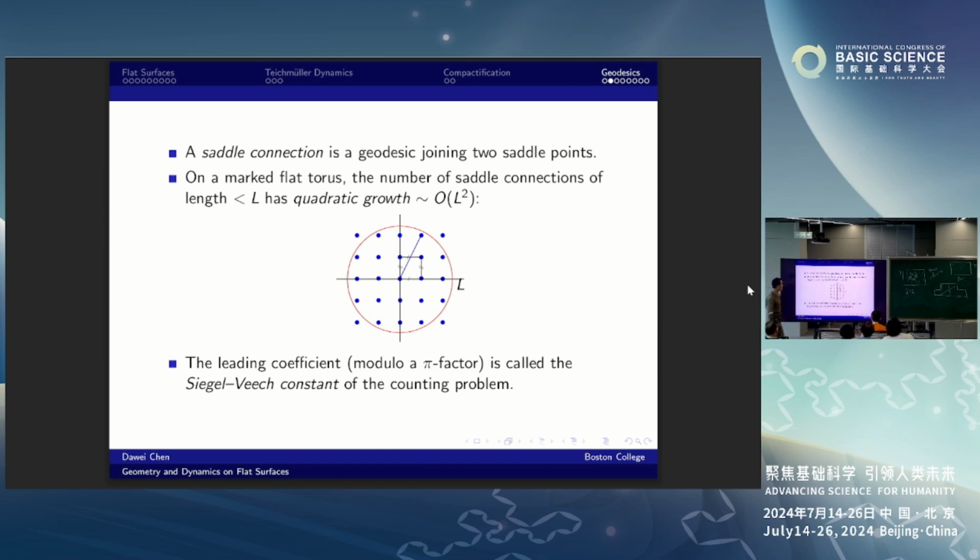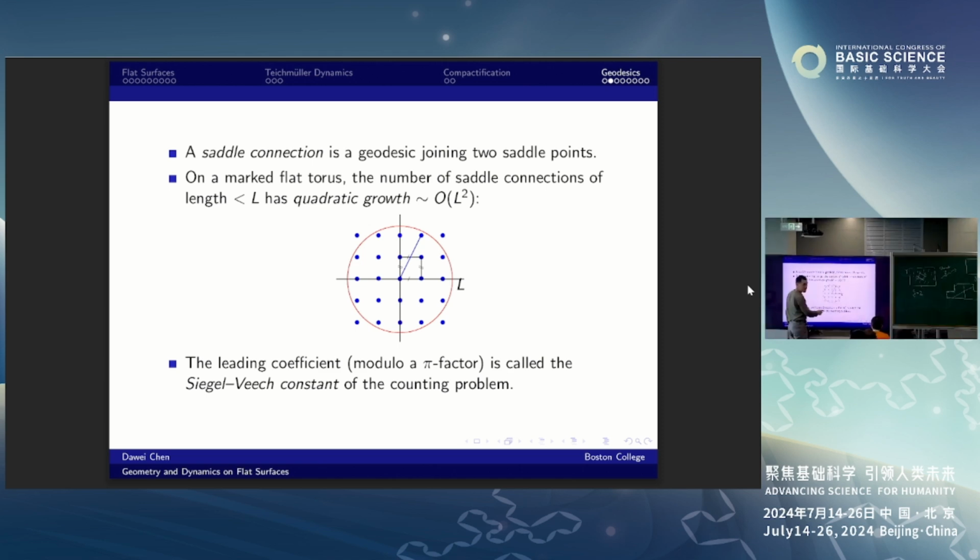So here, I'd like to count so-called saddle connections. Saddle points are those special points, or zeros of differential forms. A saddle connection is just a real straight line, a real geodesic, drawn between two saddle points. So one toy example is to consider a marked flat torus like this. And I mark the vertices of the torus, just pretend they are special points. And suppose I want to count saddle connections just from this point to itself.